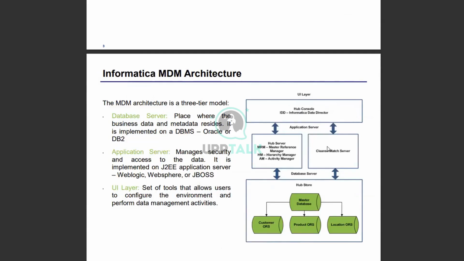The application server is utilized for all the activities done on hub provisioning, the data manipulation activities, all those things. Whereas the UI layer is the interaction layer for the data steward as well as for the developer to create those configurations and to manipulate the configurations which have been given.